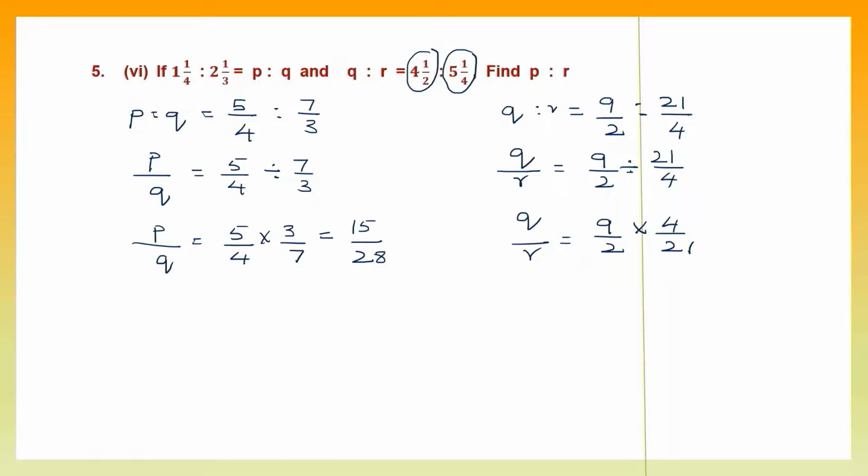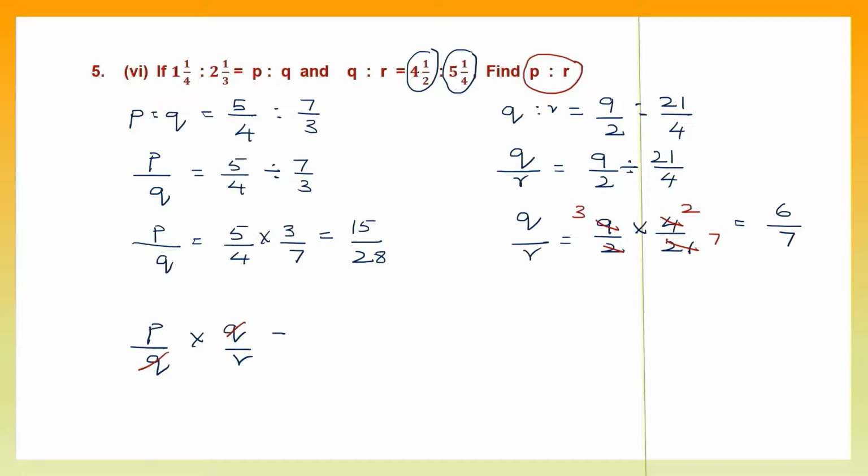What can we cancel? I can cancel 2 and 4. 2 2s are 4. 9 and 21 by 3. 3 3s are 9. 3 7s are 21. So what is left? 3 2s are 6, and in the denominator we have 7. Okay, now what is our question? We have to find P is to R. We have to leave out Q. So let's take that. P by Q into Q by R. When we cancel the Q's here, what we get is only P is to R. P by R or P is to R.